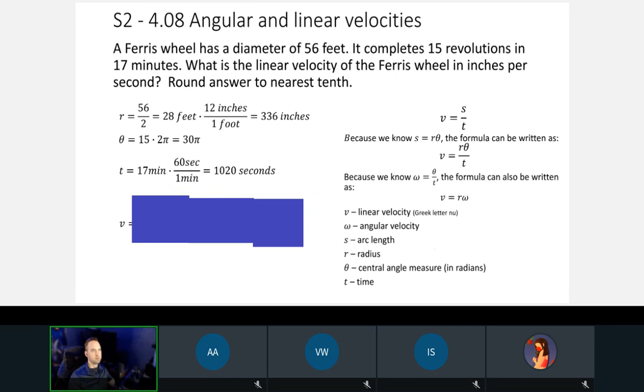Oh, and just to show the stuff crossing off here, feet and feet cancel out, minutes and minutes cancel out. If I'm showing my work, that is. And again, for this problem, we know we need inches because they want the answer in inches per second. We know we want seconds because it says per second. So the feet must be converted into inches. The minutes must be converted into seconds. Now, we could have saved the conversion to the very end, but I think it's usually easier to convert it now if we can.